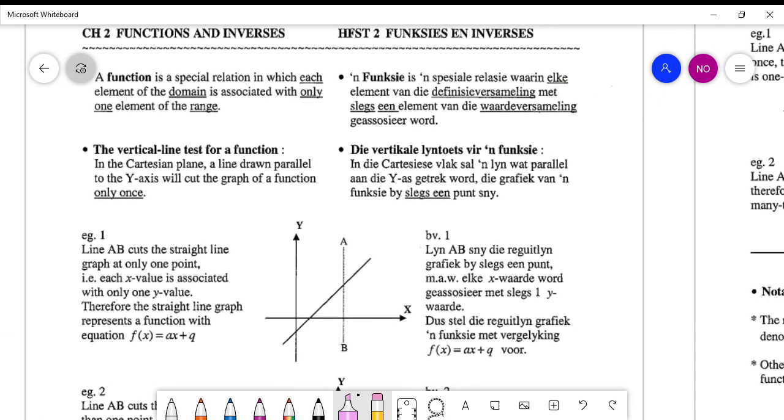Okay, goed. So hulle sê vir jou byvoorbeeld AB, die lyn AB, sny die reguit lyn grafiek by slegs 1 punt. Met ander woorde, elke x waarde word geassosieer met slegs 1 y waarde. Dis stel die reguit lyn grafiek 'n funksie met die vergelyking f van x. We normally say mx plus c, but you guys get the idea. So it's important that you understand all functions are graphs, but not all graphs are functions.